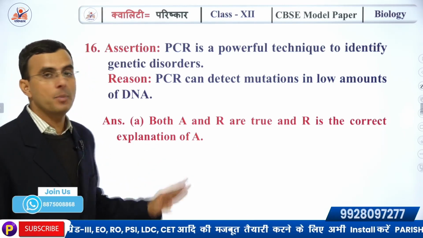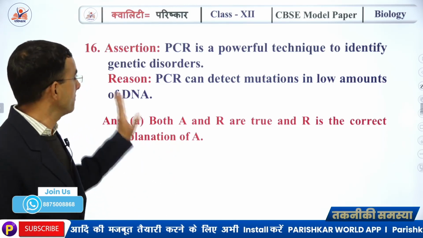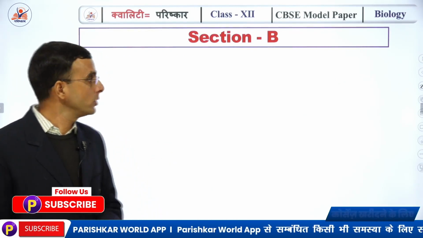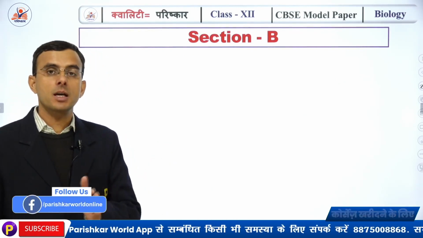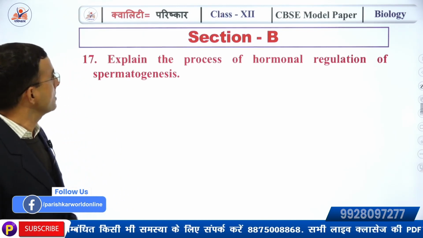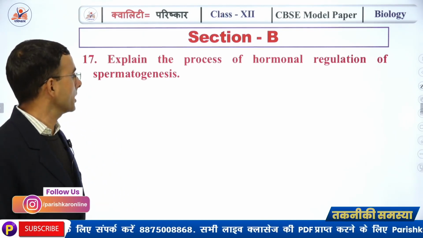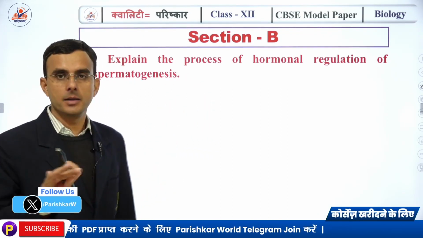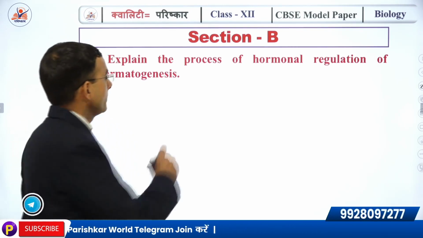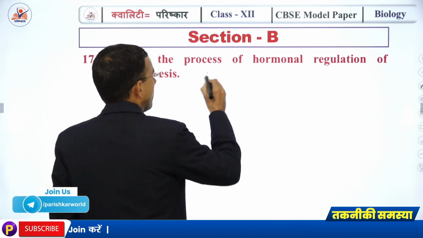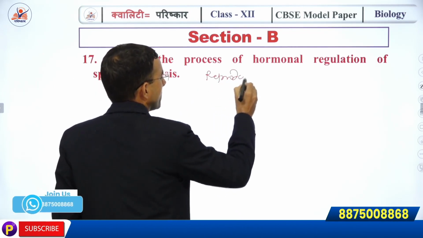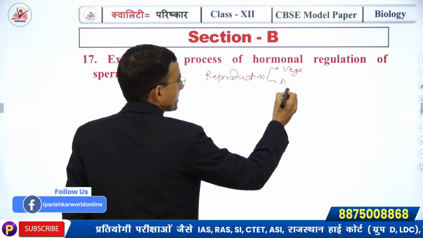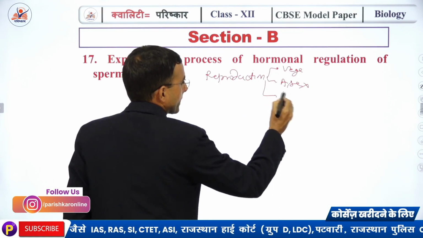So that is the completion of section A. In that section, we have discussed all the 16 objective questions. Now we go to section B, which has subjective questions. The first one is: explain the process of hormonal regulation of spermatogenesis. Now look at this. Whether plant or animal, whatever the organism, there is development of reproduction, and in reproduction there are three processes: vegetative, asexual and sexual reproduction.